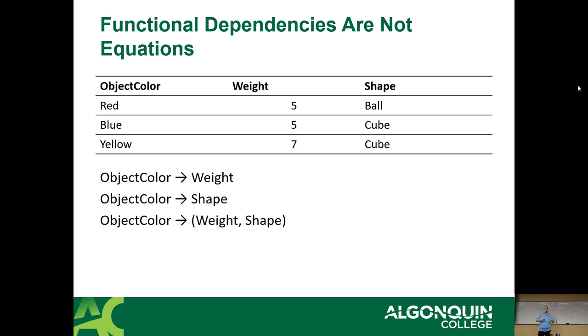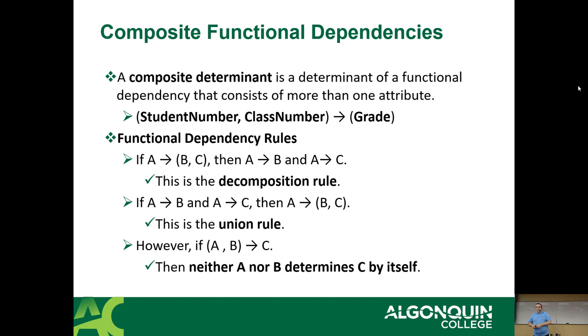So the thing is, functional dependencies are not equations. If we look at object color, weight, and shape, you'll notice that the object color determines the weight, the object color determines the shape, therefore the object color determines weight and shape. It's not an equation, it's a notation. An equation actually does math. A notation is just a way of writing things. So far, I've just been showing you how to write some of this notation. This is known as a composite functional dependency, the last example. It's when there are multiple determinants that determine a functional dependency.